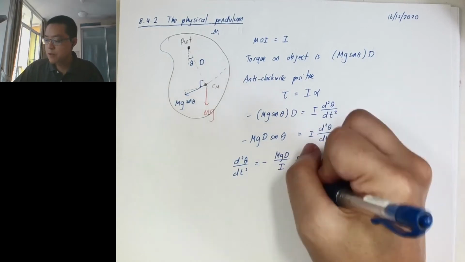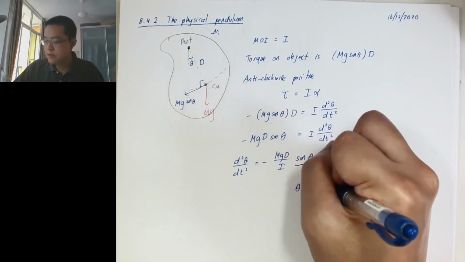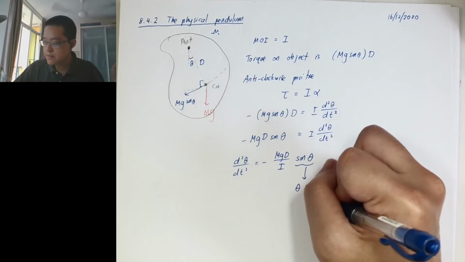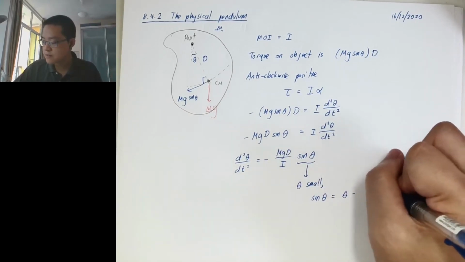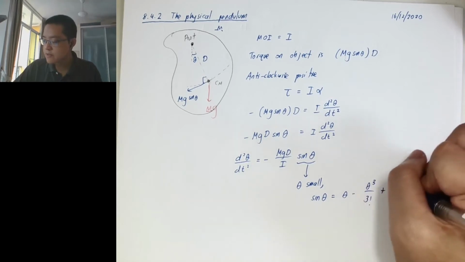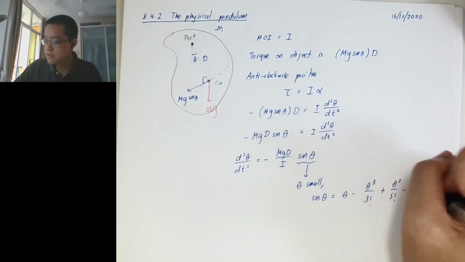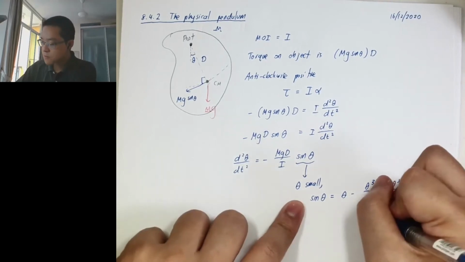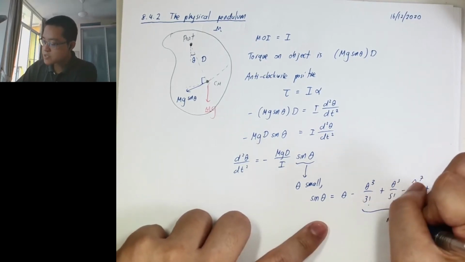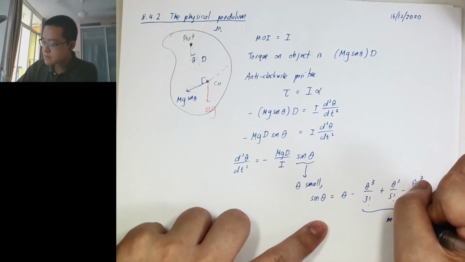Again I'm going to do the small angle approximation, the same thing we did last time. So we will consider theta is small. Then sin theta is the series: theta minus theta cubed over 3 factorial, plus theta to the 5 over 5 factorial, minus theta to the 7 over 7 factorial, plus and so on. But if theta is small, these higher terms we can neglect, so they are negligible.